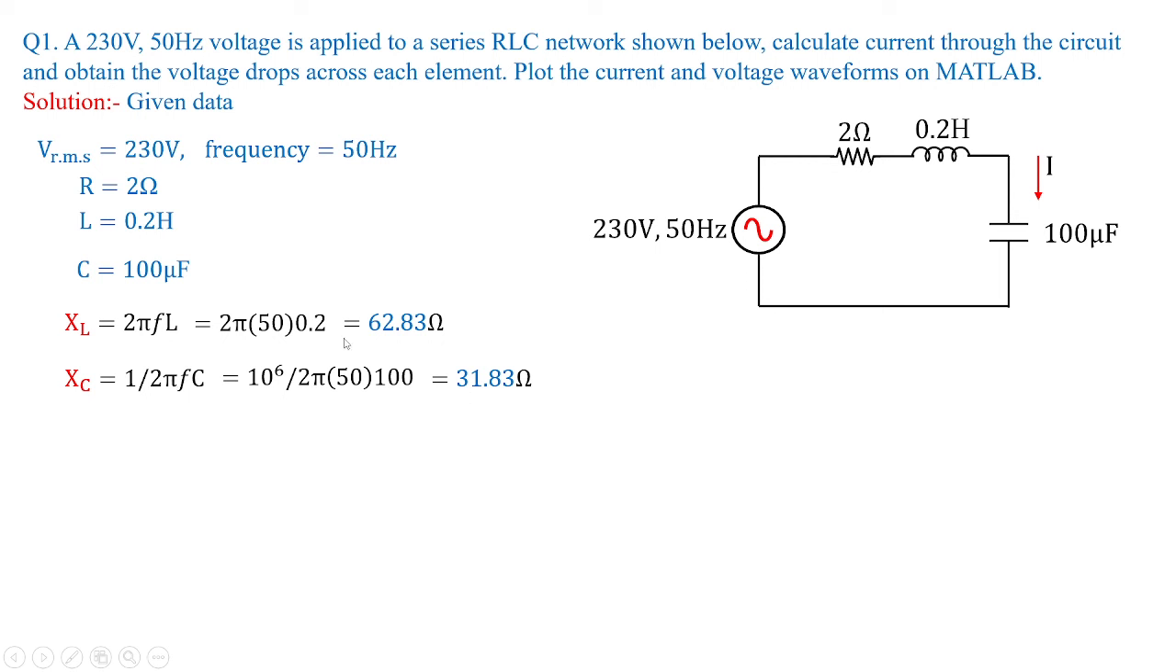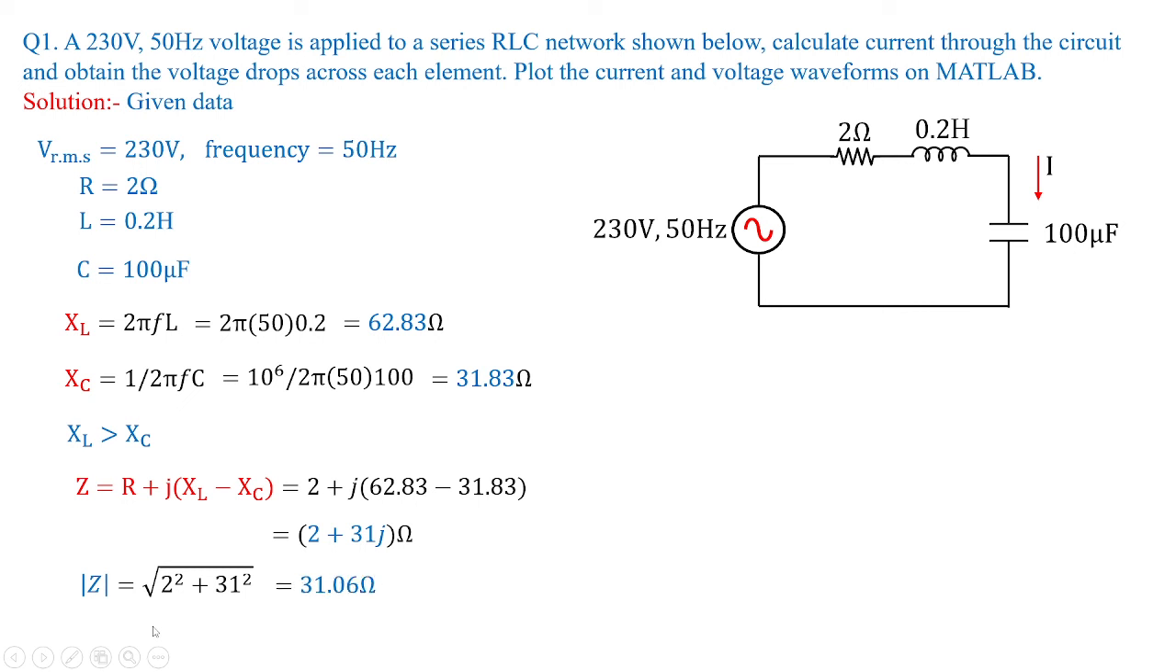You're going to get this inductive reactance as well as the capacitive reactance in ohms like this. Now clearly inductive reactance is greater than capacitive reactance. That is why the current is lagging the voltage. Now if I tell you calculate the total impedance with the help of these elements which are given to us, so impedance value in rectangular form is obtained to be 2 plus 31j ohms, and in polar form it would be 31.06 at an angle of 86.3 degrees. So the impedance value we have estimated in the form of rectangular as well as polar values.